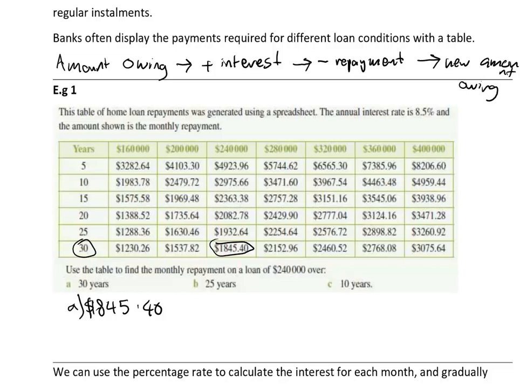For part B, we're looking at 25 years, and you can see it's going to be a bit more because we have less time to pay it off, so we're going to pay more. And then part C, 10 years, so we're going to pay it off very quickly. You can see here that it's going to increase to $2,975.66. So all we need to do is be able to read the table, find the right row, find the right column, and put in the right value. Let's move on to our next example.